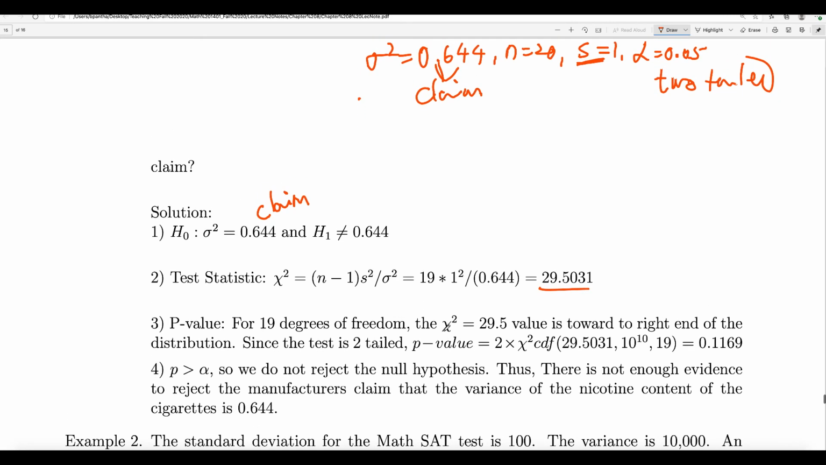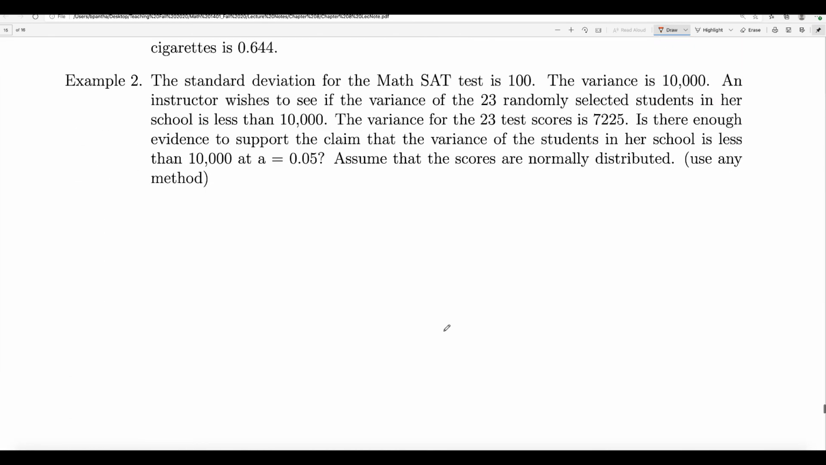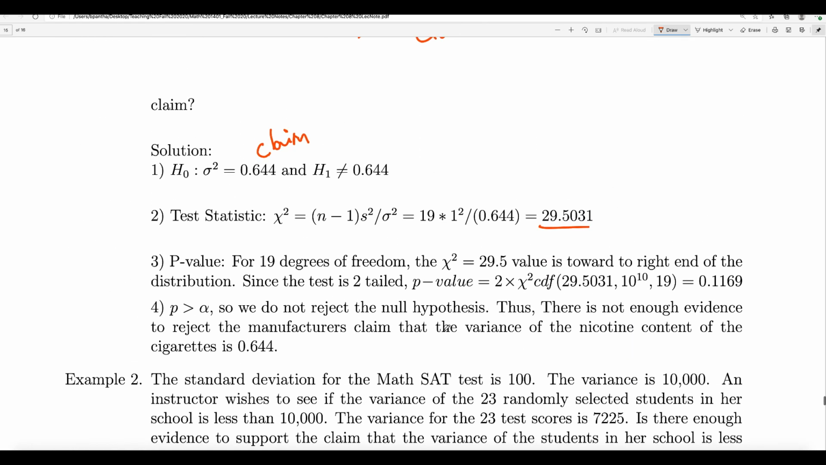Now, this is using the p-value method, but we can use the critical value method, no problem. It sounds like the p-value method is easier for this, so let's do it using the p-value method. For the p-value, for 19 degrees of freedom, chi-square is 29.5. This value is big, right? So it is toward the right end. Since it is two-tailed, we do 2 times the area right of the test value. The test value is 29.5031. Why 2 times? Because it is a two-tail test.